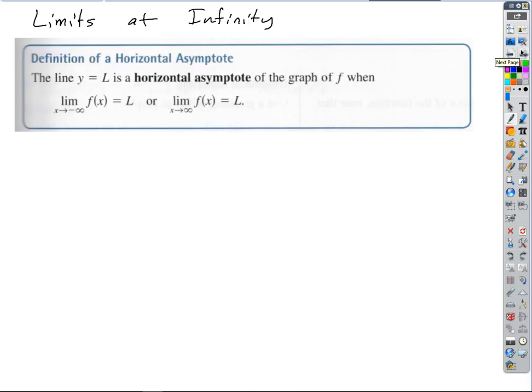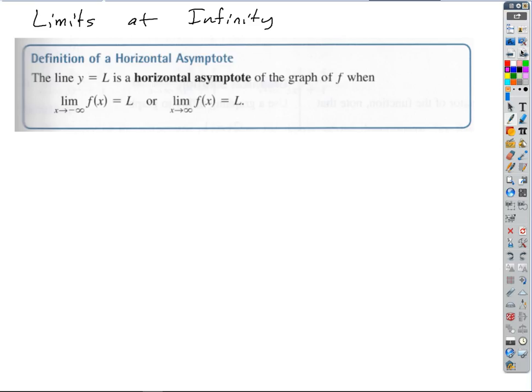Okay? Physically, if we're looking at a system, a lot of times we might want to say, well, what happens if we extrapolate forward in the system as t goes to infinity? What's going to happen? We physically do that kind of thing quite a bit. So let's start off by just defining what a horizontal asymptote is.